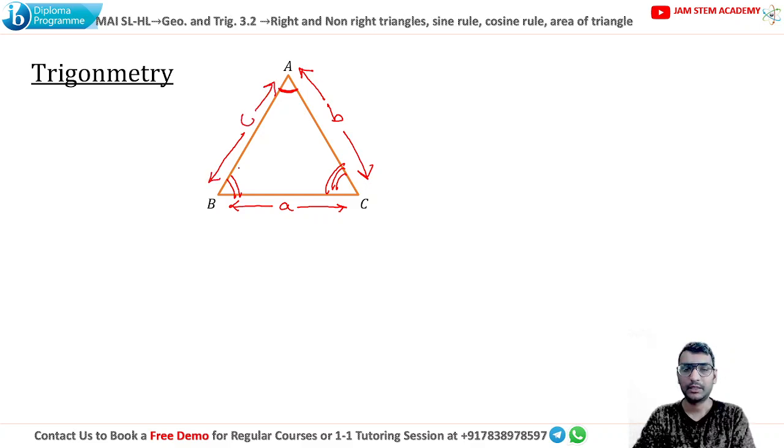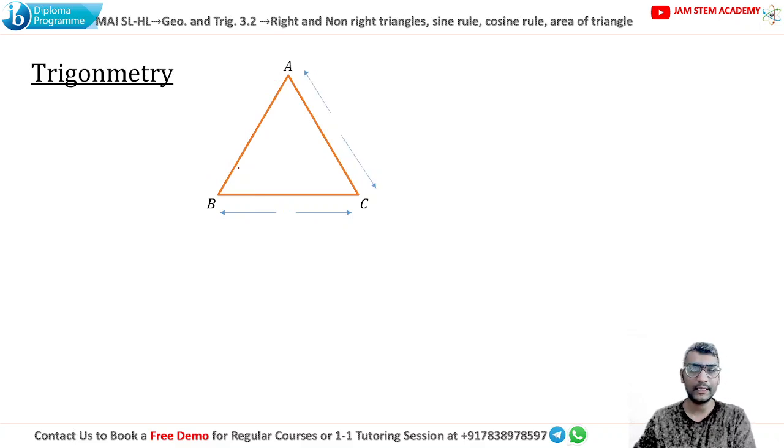It's not a right angle triangle in this case, but still we can use the sine rule and cosine rule. Let me tell you about those. So the side lengths are a, b and c respectively.